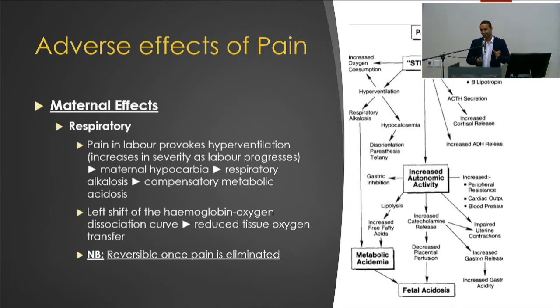All of these factors contribute to progressive increases in your systemic vascular resistance, as well as a reduction in placental perfusion. That left shift also means that you've got less offloading of your oxygen to your fetus. So not only is pain bad for mom and those watching, but pain is also bad for your fetus and baby. And essentially the two main consequences of it are fetal hypoxia as well as fetal acidosis. And so the point of good analgesia in labor is to actually prevent those adverse effects as well.